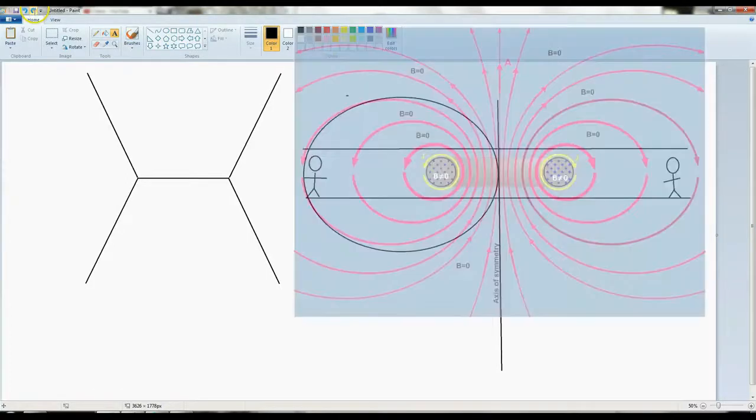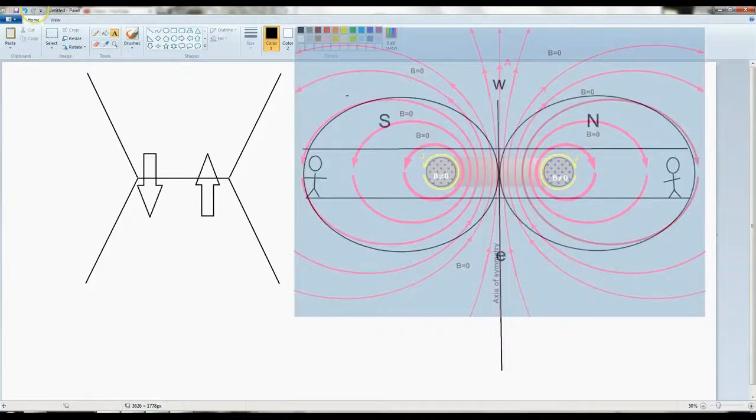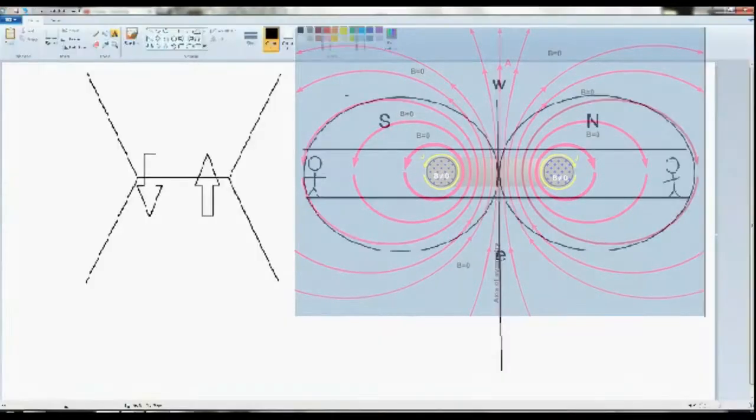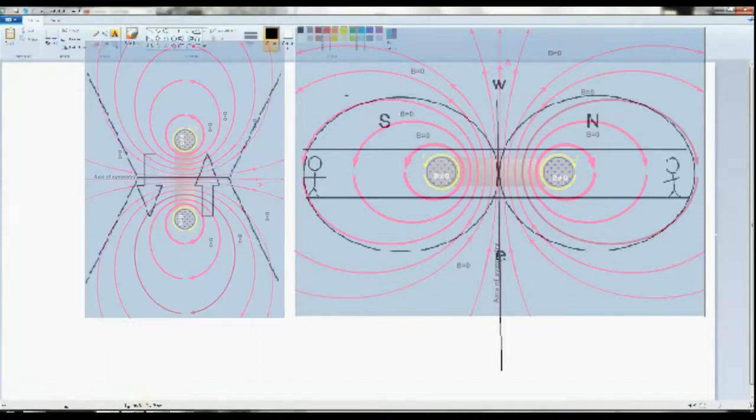Okay, so I'm going to add in what's called the torus field, or north, south, east, west. In the north, you would then see things moving in what looks like a clockwise direction. In the south, you would see what looks like things moving in the anti or counterclockwise position.